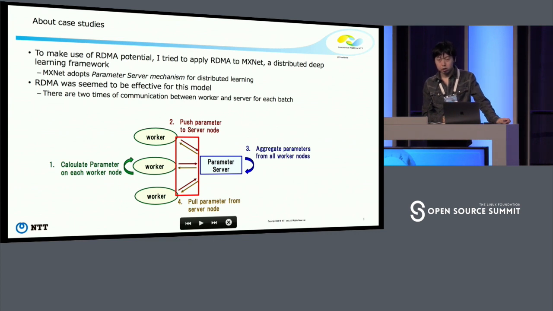MXNet adopts the parameter server architecture, and this figure shows the parameter server architecture's processing flow. At first, each worker calculates parameters, and second, pushes parameters to the parameter server node, and the parameter server aggregates them. And last, each worker pulls parameters from the parameter server. There are two communications for each batch, so I think RDMA is effective for this model.